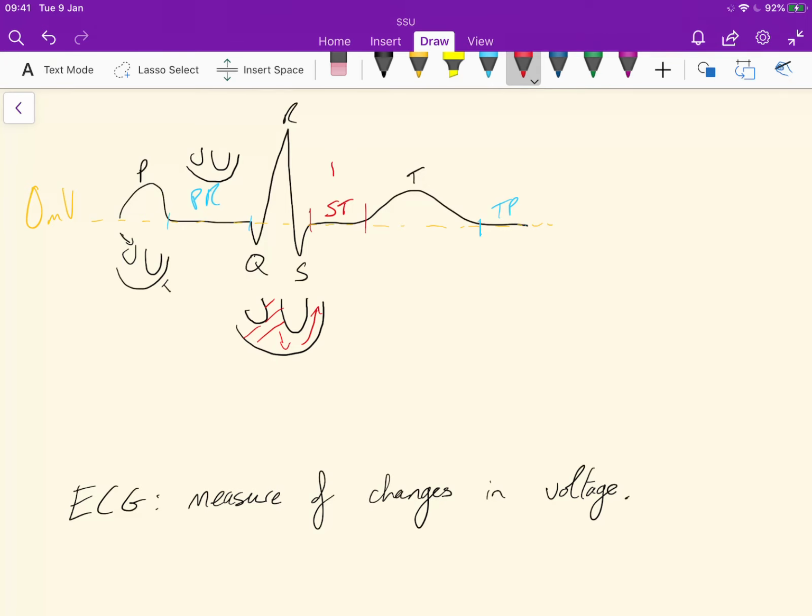In the ST segment, the whole ventricle is depolarized. And in the T wave, that repolarization is now moving away, because there's repolarization now moving in this direction. And at the TP interval, the heart is back to how it was over here.